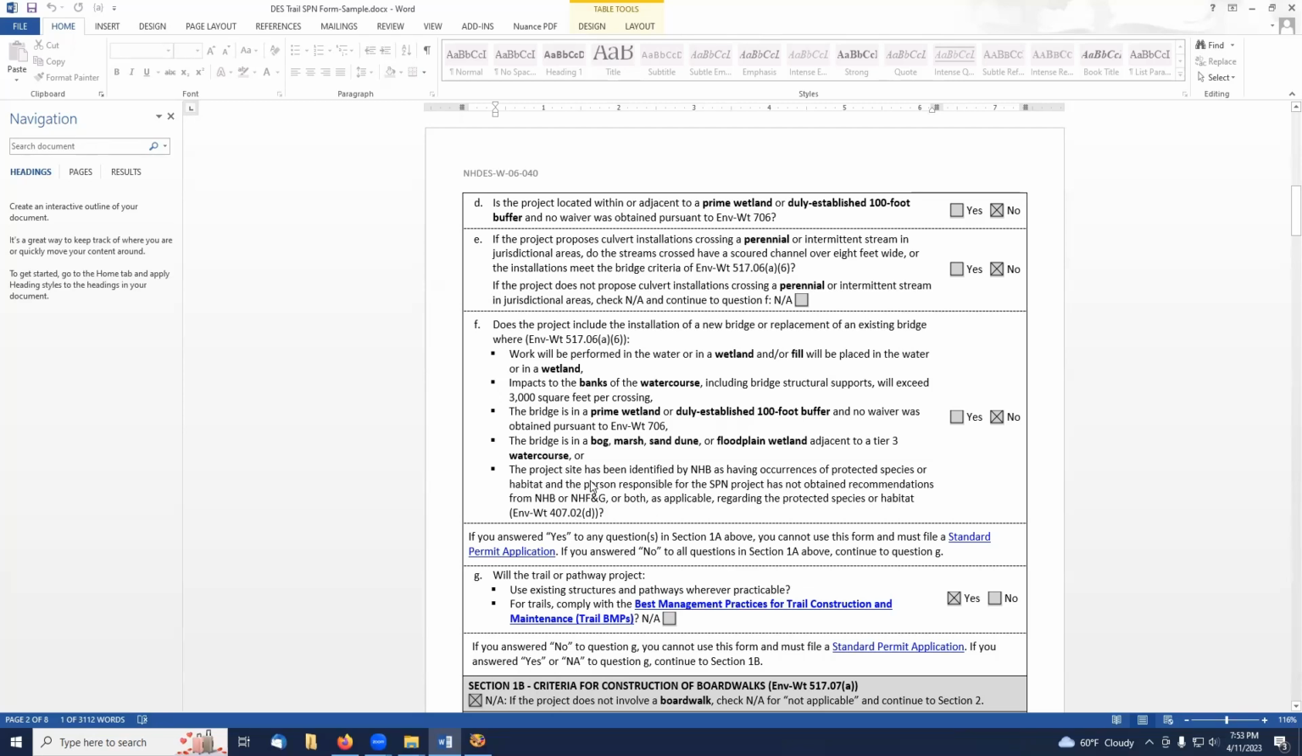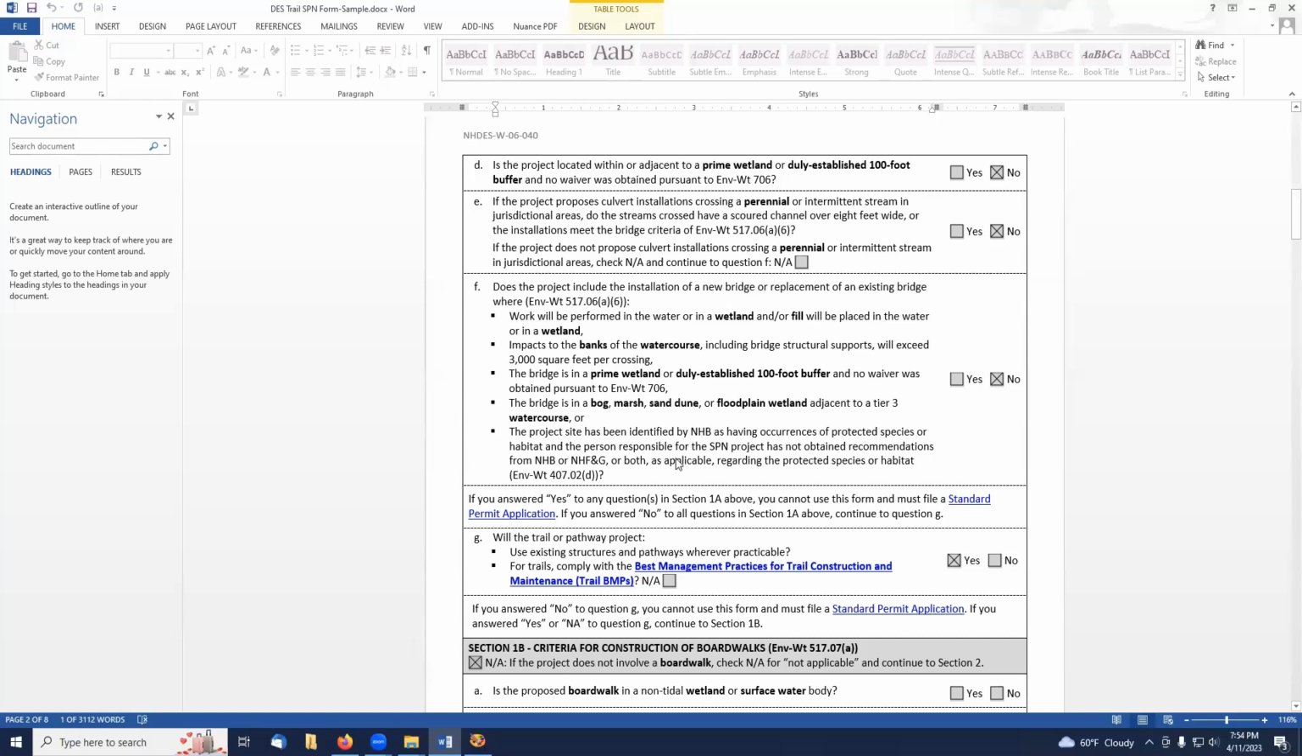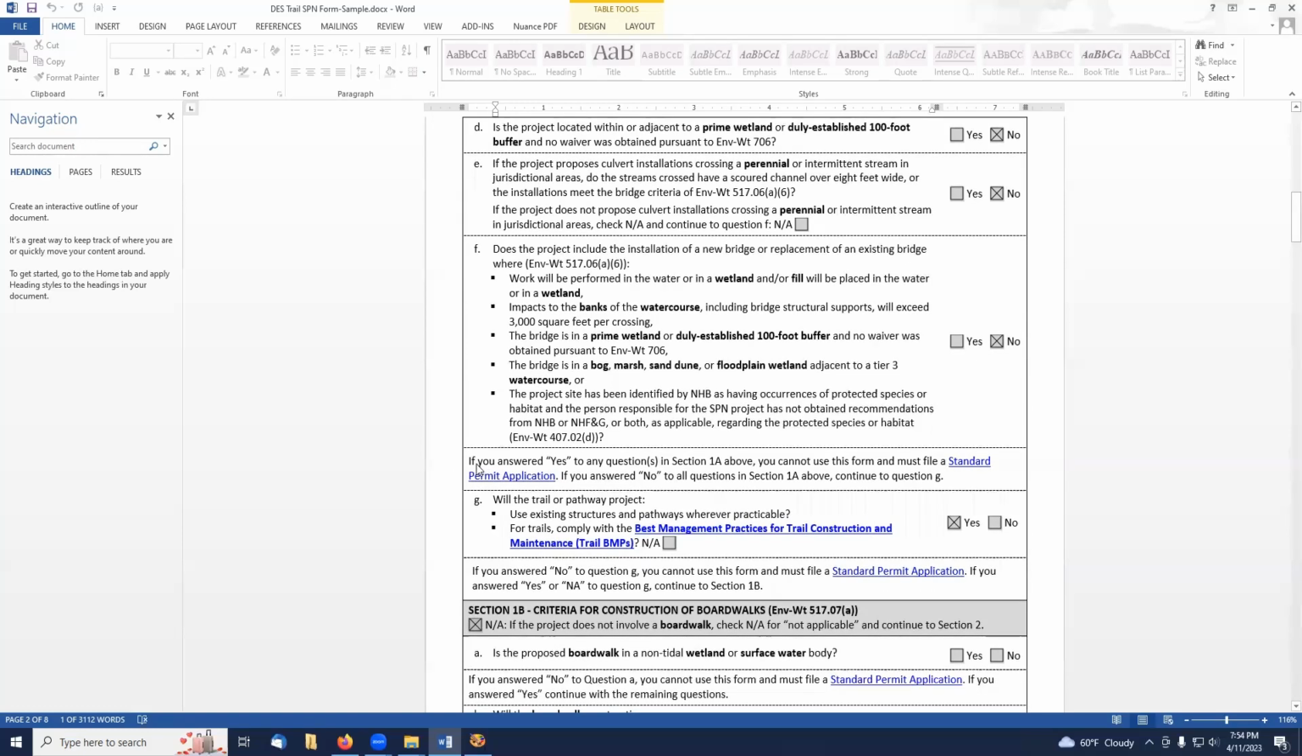So again, this is a whole other reason to run this NHB report as soon as possible. Find out if there are any impacts, and if there are, what are the recommendations from Fish and Game and NHB. So in our case, we ran through the data check. It was a clean data check. So the answer to that question is no. Okay, so on section E, do we have any questions on section E? Okay, great.